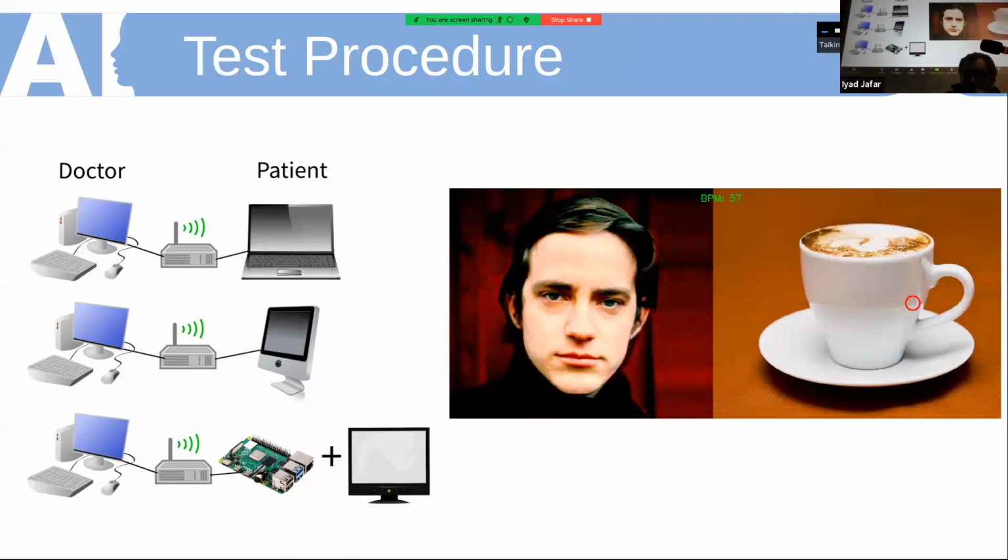For example, if the patient is watching these two pairs of images during the experiment, the medic can also see in real time where the patient is looking, with a red circle, and also the heart rate of the patient at that time.